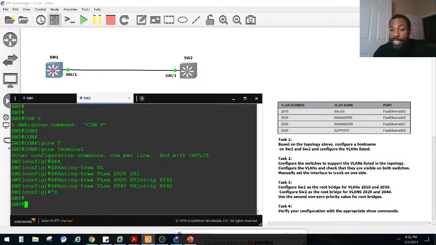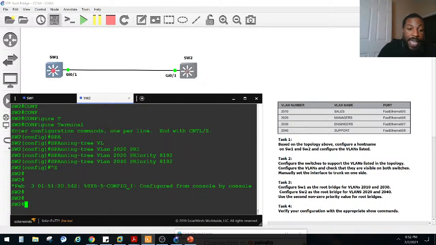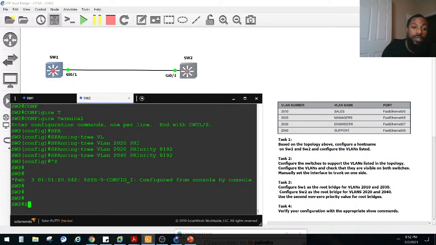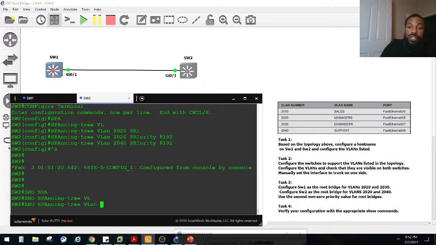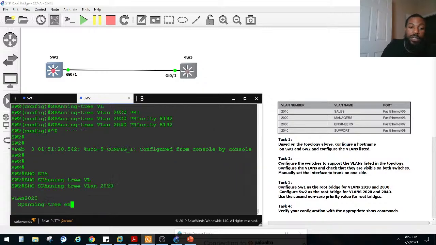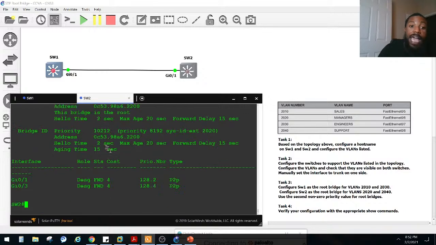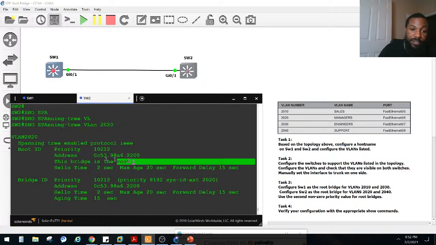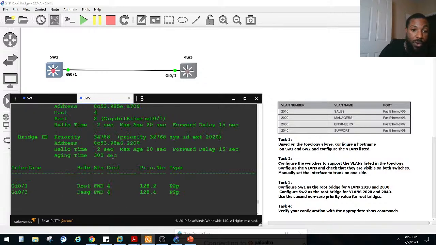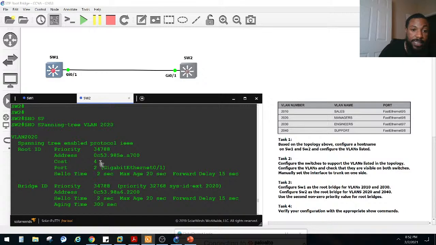Take us away. Take us to church. So now, if we do a show span for that VLAN, show span VLAN 2020, you can see now I am the root for that VLAN, right? And notice the priority changed. Before, for VLAN 2020, my priority was 34788. Does anybody know what that is?